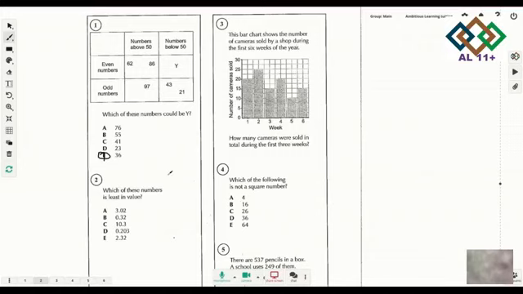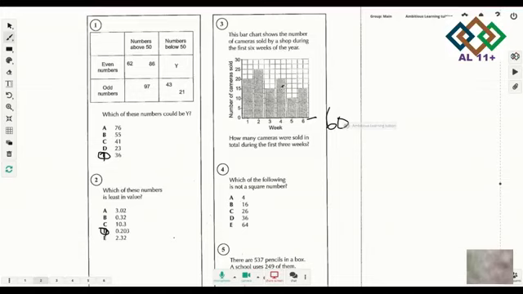Number two, which of these numbers is variable? That's an easy one. You will get the answer as D. I hope all of you got this one. For number three, they're asking you, this bar chart shows the number of cameras sold by a shop during the first 6 weeks of this year. How many cameras were sold in total in the first 3 weeks? So the answer for number three, I hope all of you got, was 60.